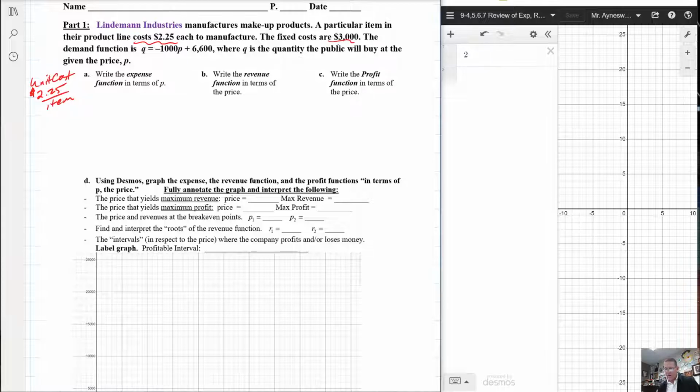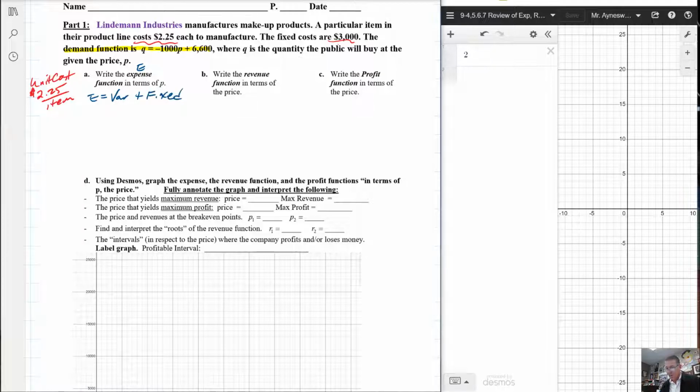So right there, I can write the expense function in terms of Q, in terms of the demand. We want to write it in terms of P, but we have to write it in terms of Q first, where Q is the quantity the public demands at a particular price P. They also give you a demand function, so we know the demand function, Q in terms of P. We're given the fixed costs and the unit costs, so we can write the expense function first. We're going to use E for the expense function, and that's going to be equal to the variable costs plus the fixed costs, as you guys already know.